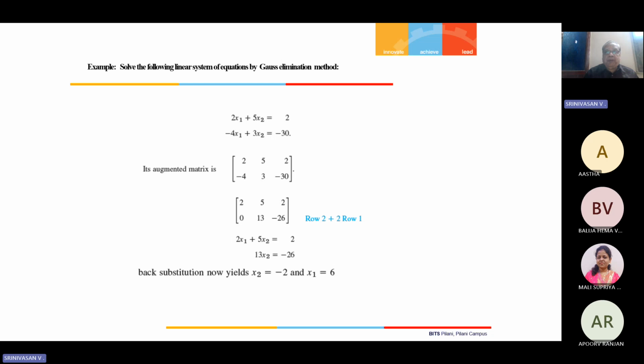So what do you mean by back substitution now? Actually, you start from the bottom. So here you have 13, and on the right-hand side you have -26. What's the meaning? This column is now nothing but the coefficient of X2 according to this problem, X1, X2. So 13 into X2 is what exactly it means. It shows automatically 13 into X2 equal to -26. Therefore, X2 is equal to -2.